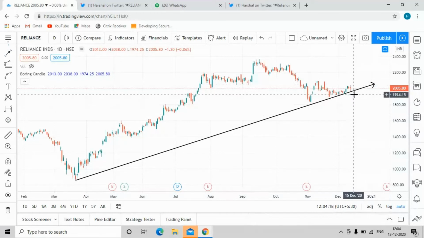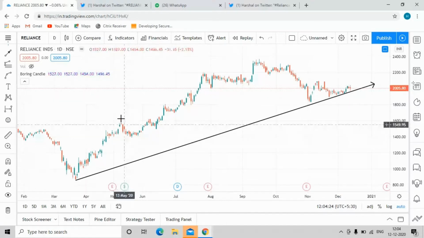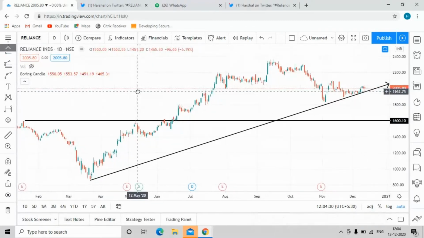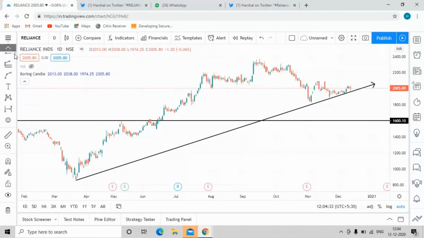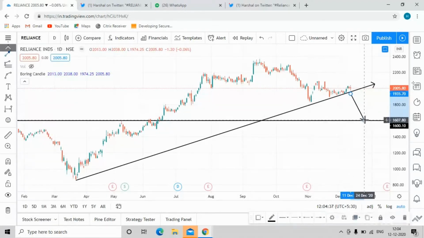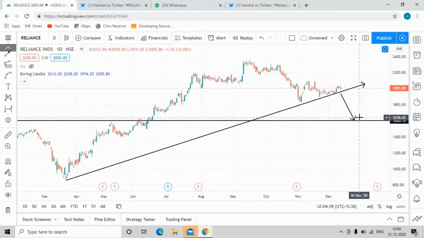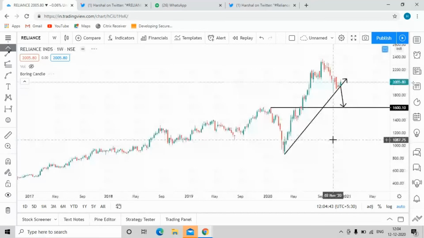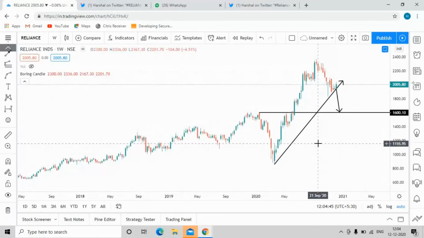So unless and until Reliance closes below this level, I'm not going to short Reliance. It is still for me a buy on dips. Worst case, in case there is a fall, we can expect Reliance to touch this level again, which will be called a retracement. And again, you can initiate a long in Reliance, and that would be from a portfolio perspective.